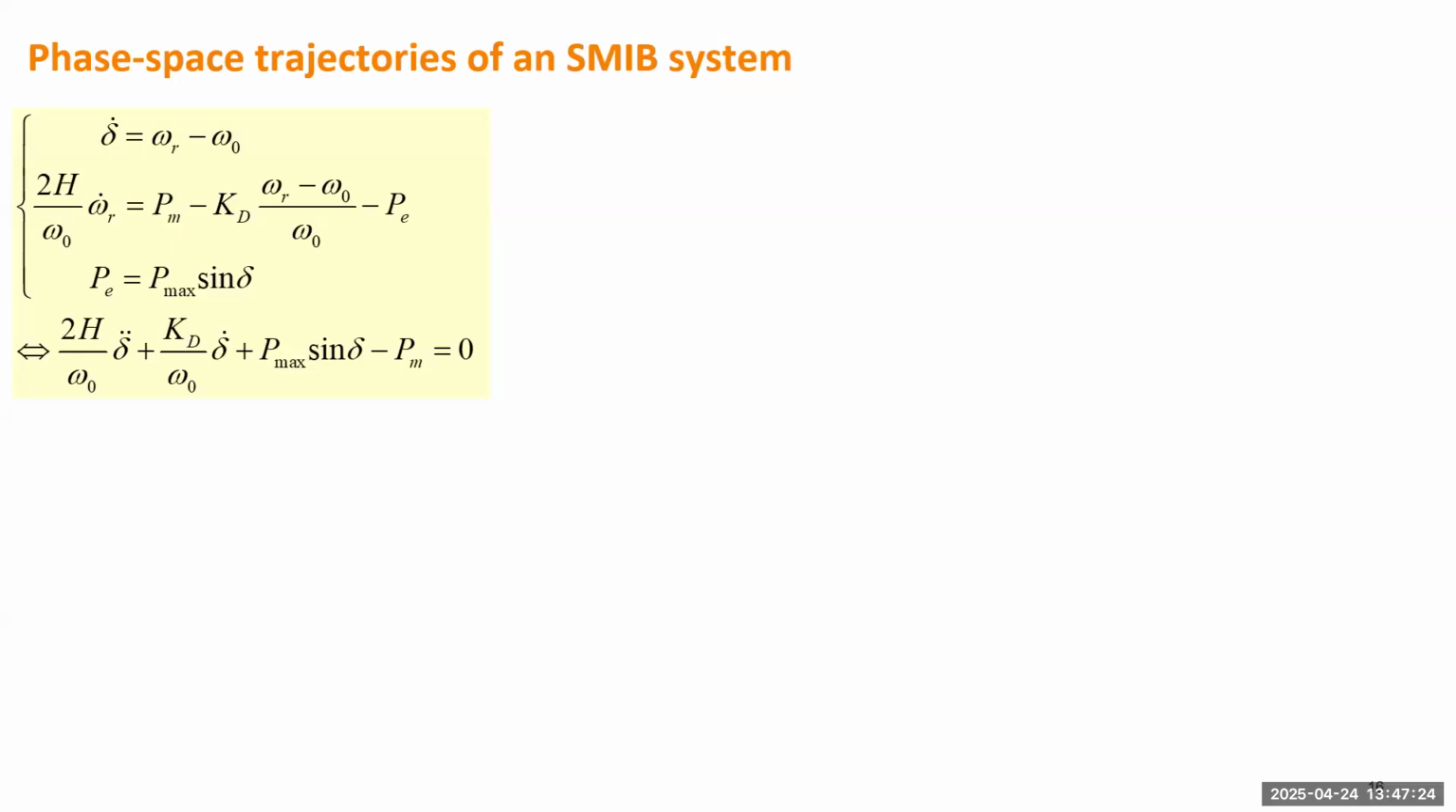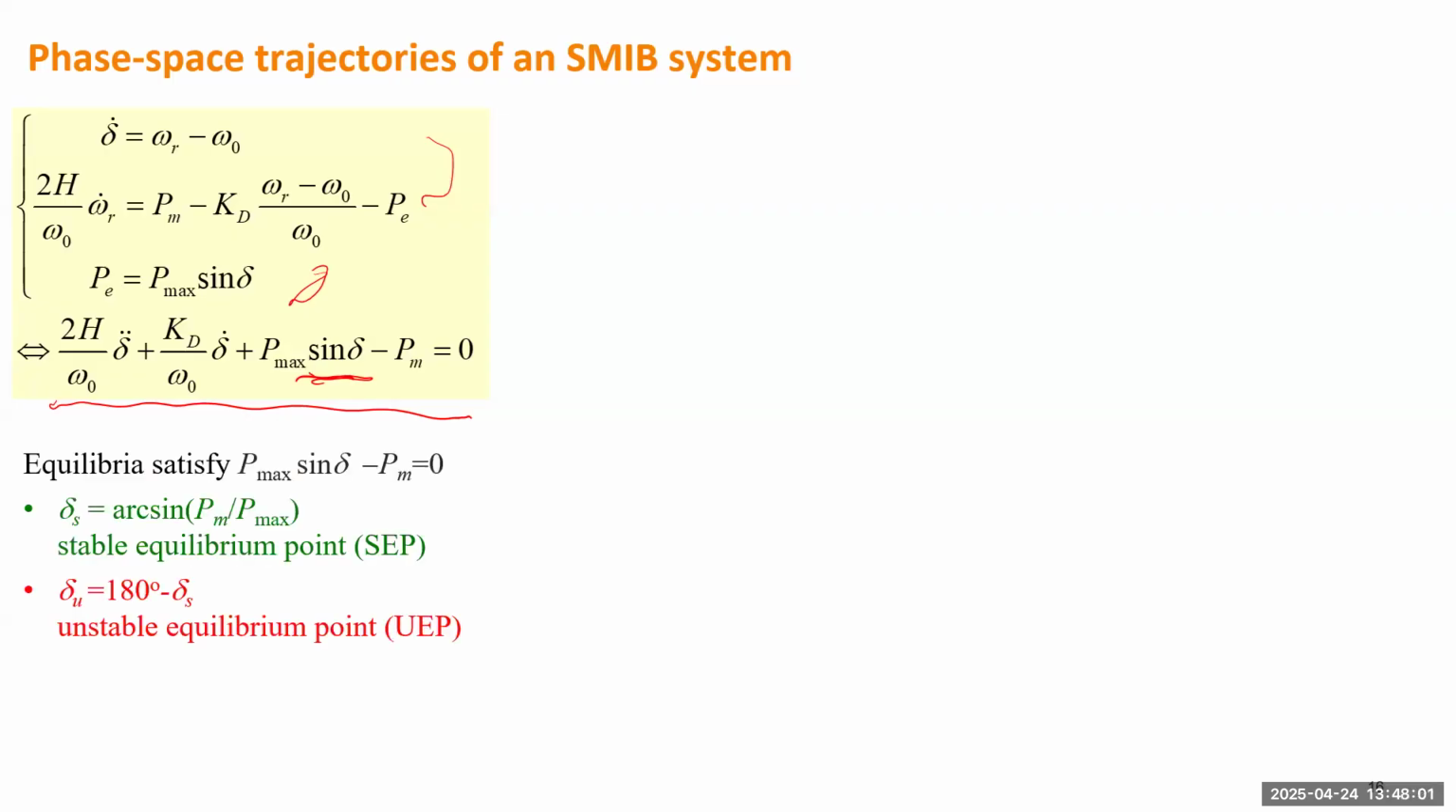Okay, so let's take a look at the phase trajectory of a single machine infinite bus system. It can be modeled by the two swing equations plus another equation that tells the electric power. If you merge those equations to eliminate the speed, you get this second order differential equation. It's similar to the equation we use for studying small signal stability, but here we keep the nonlinear term. We don't linearize this term. If you linearize that term, that will become a synchronizing torque or synchronizing power.